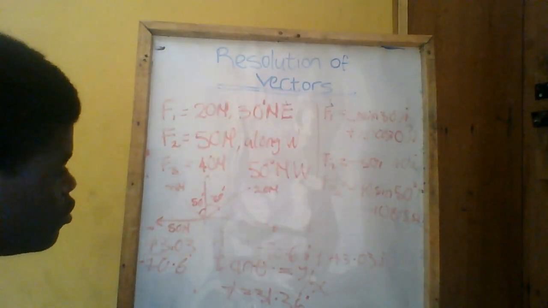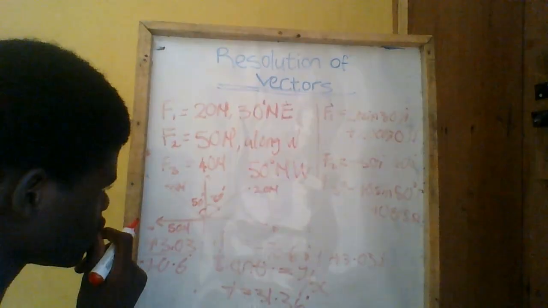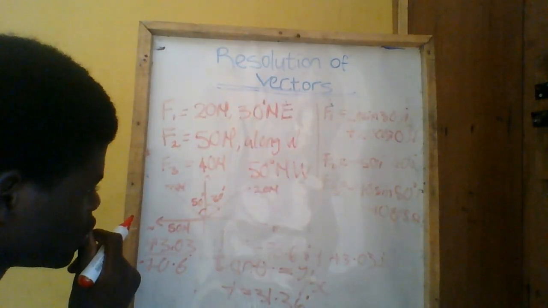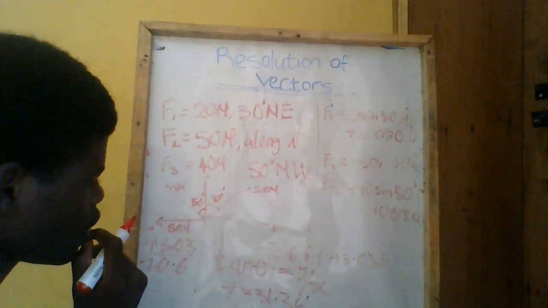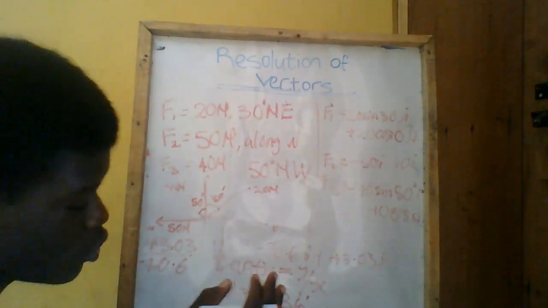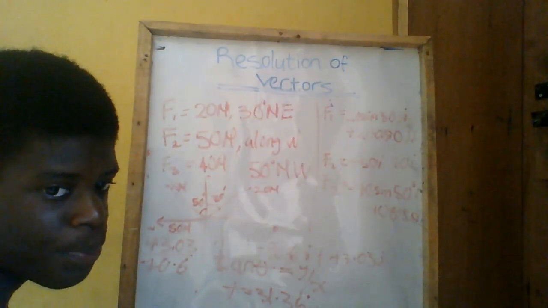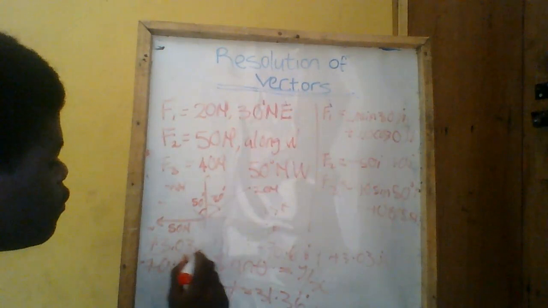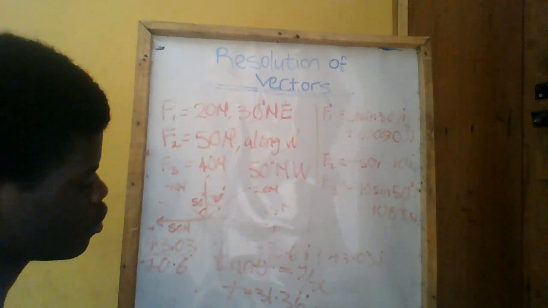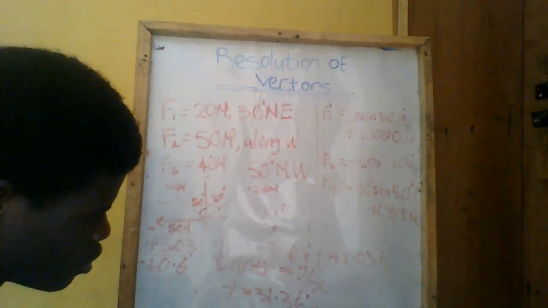But is it in the first quadrant, the second quadrant, or the third quadrant? How do we know that? You can't just leave your answer at 31.36 degrees. You need to know which quadrant it is in: this is the first quadrant, this is the second, the third, the fourth. So how are we going to know the real direction?